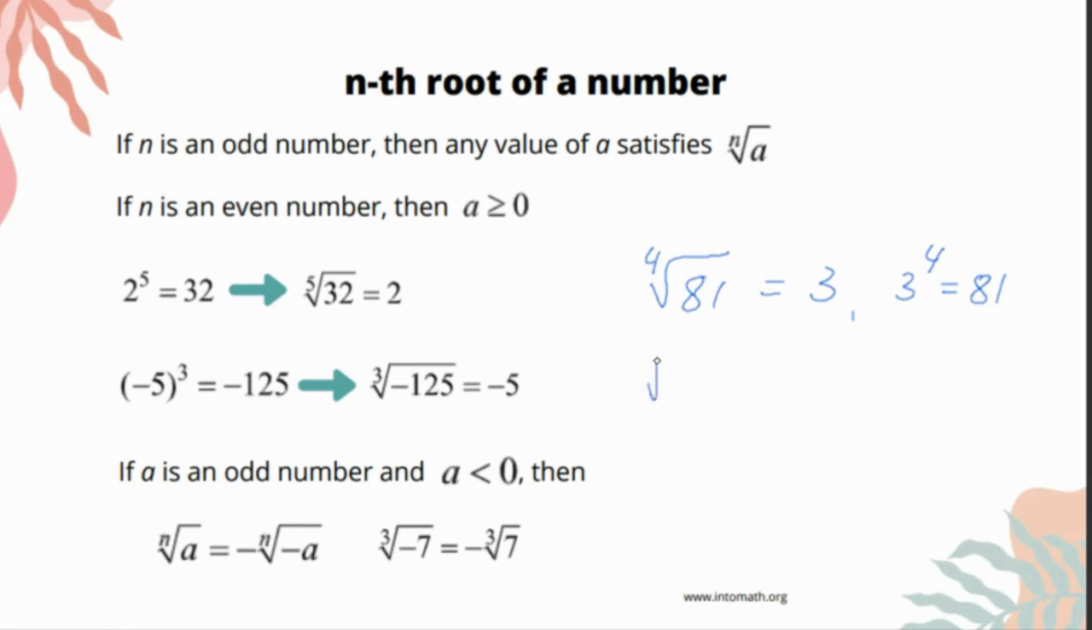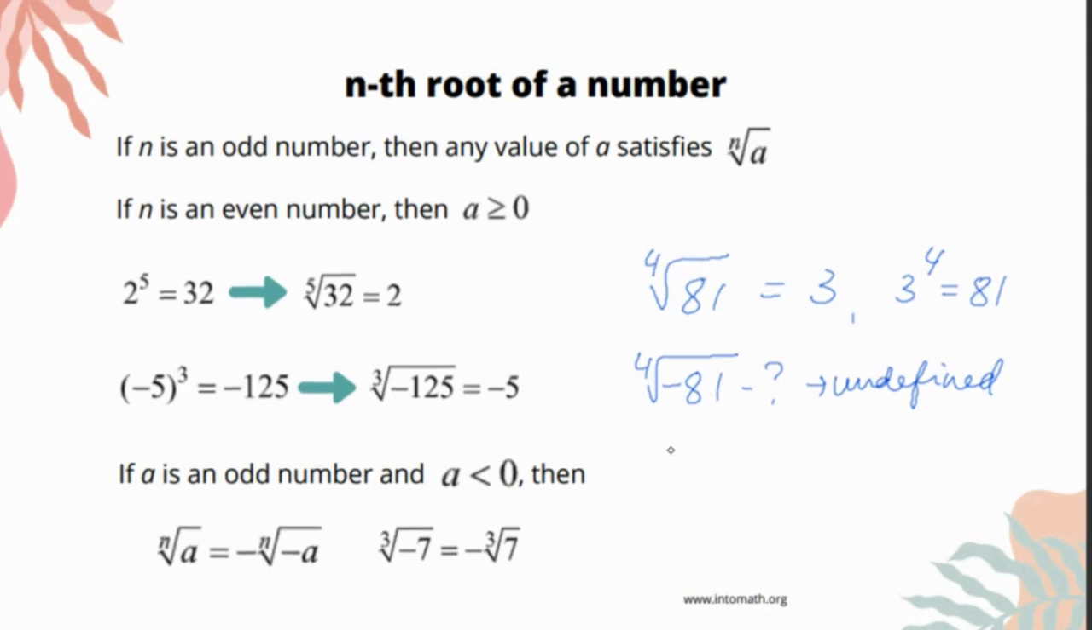Could we possibly take the fourth root of negative 81? Is that possible? It's not. It's undefined, since no number, when raised to an even exponent, will ever give us a negative result. Because even if you do negative 3 to the power of 4, it's positive 81: negative 3 times negative 3 times negative 3 times negative 3, 4 times. And positive 3 obviously is also 81. So you cannot take an even root of a negative value, but you can take an odd root of a negative value, because a negative number was multiplied an odd number of times.